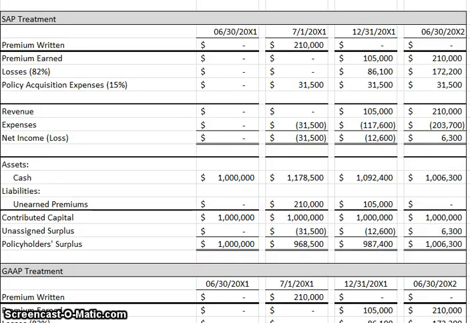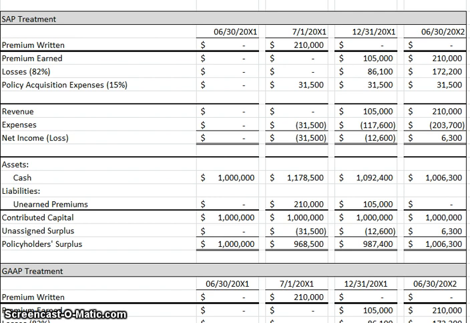Insurers typically prepare two sets of financial statements, one based on SAP and the other based on GAAP. SAP is primarily focused on solvency and the ability of the insurer to meet its obligations to policyholders. GAAP treats a business as a going concern and focuses on measuring earnings from period to period. Differences in these two accounting methods may lead to significant differences in the reported financial position of an insurance company.